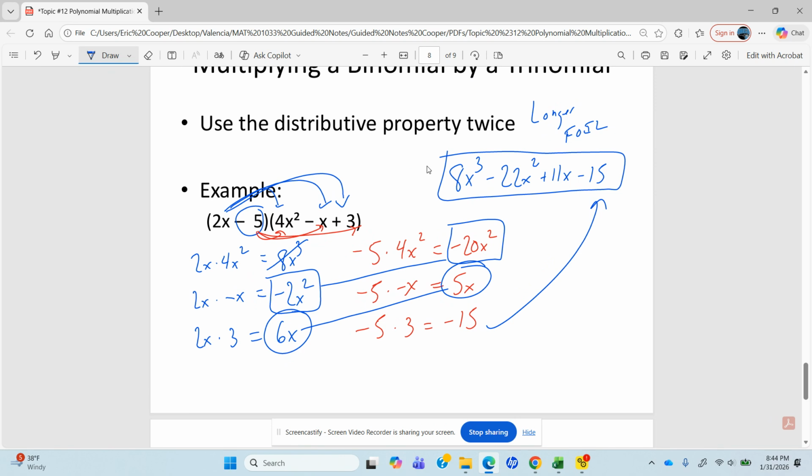So don't be afraid if you see something longer like this. It's all the exact same components as FOIL, we're just doing it a little bit longer. Everything in the first term is being multiplied by everything in the second term.